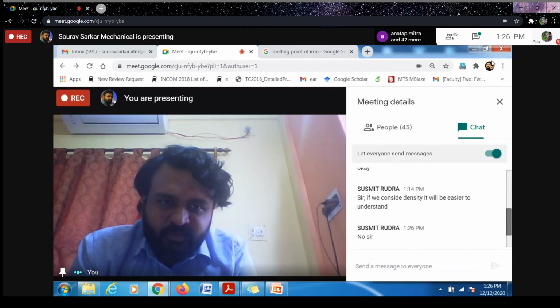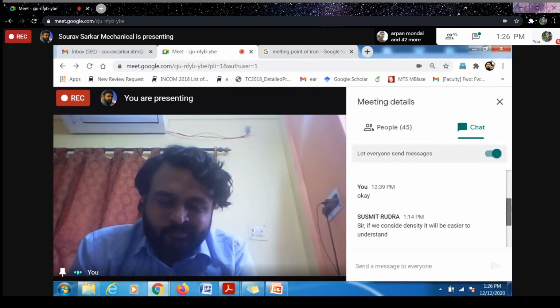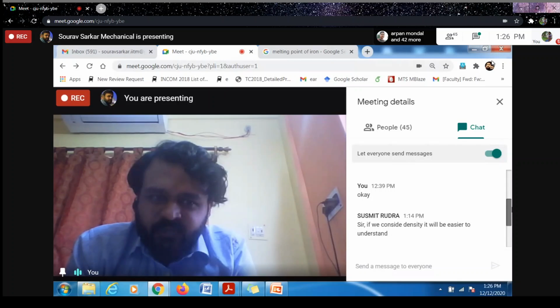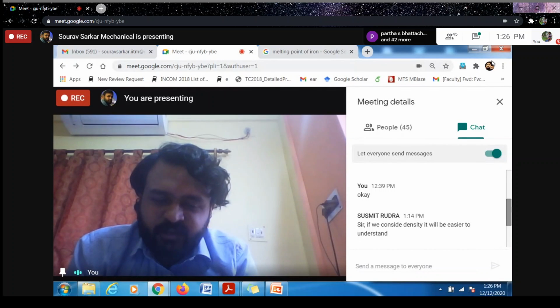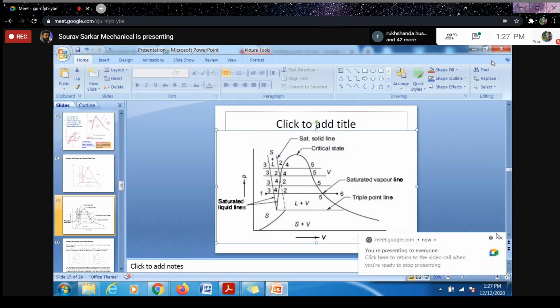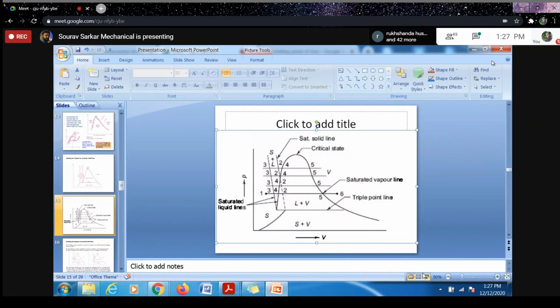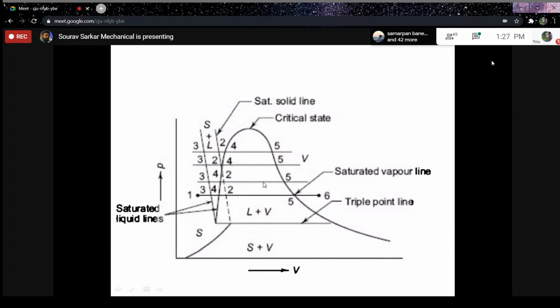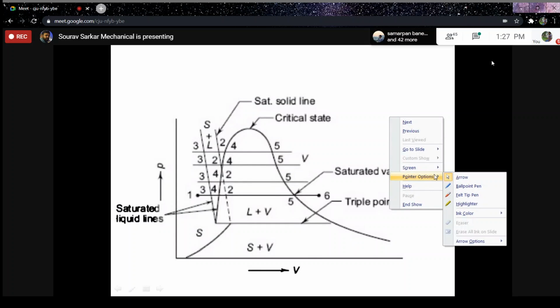Yeah, Shushmit wrote out a point. He said that specific volume is difficult for us to understand, hopefully. So basically, he is trying to say that density will be easier for giving an example. So for the last time, I am giving this explanation using density.